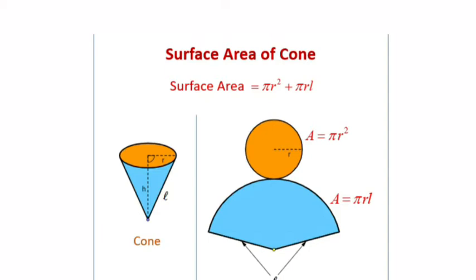If you cut a cone, you will get a sector and a circle. So, the surface area of a cone is the sum of the sector area and circle area. So, the curved surface area of a cone is equal to pi RL and the base area of the cone is equal to pi r square. Therefore, the total surface area of a cone is equal to pi RL plus pi r square.